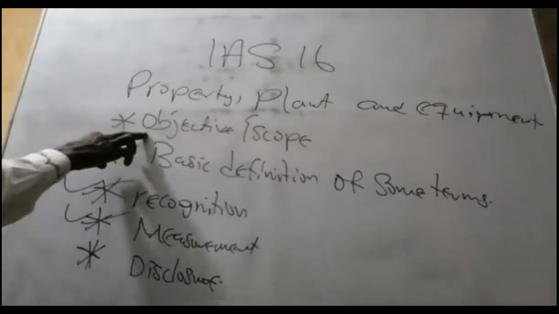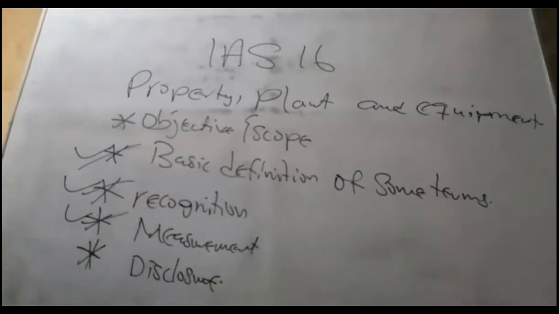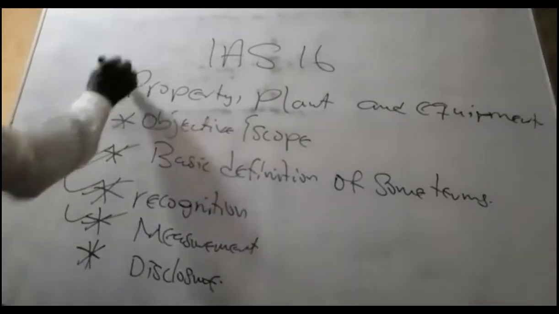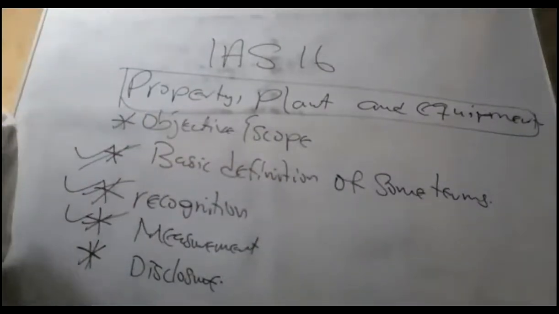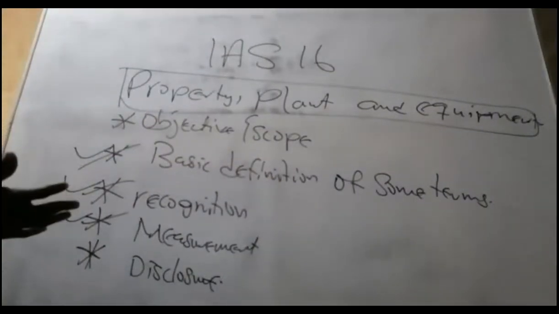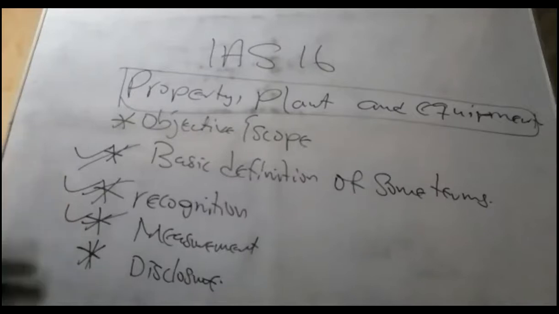The objective of every standard is to prescribe the correct accounting treatment of that standard. So the objective of, let's say, IAS 38 is to prescribe the correct accounting treatment of what? Intangible assets. That's all. So the objective of IAS 16 will be what? So long as you know the name, you know the objective, which is to prescribe the correct accounting treatment of what? PPEs, property, plant, and equipment. No shortcuts.